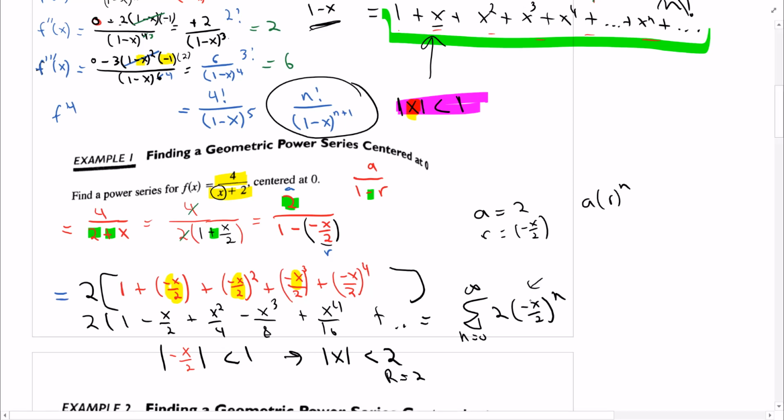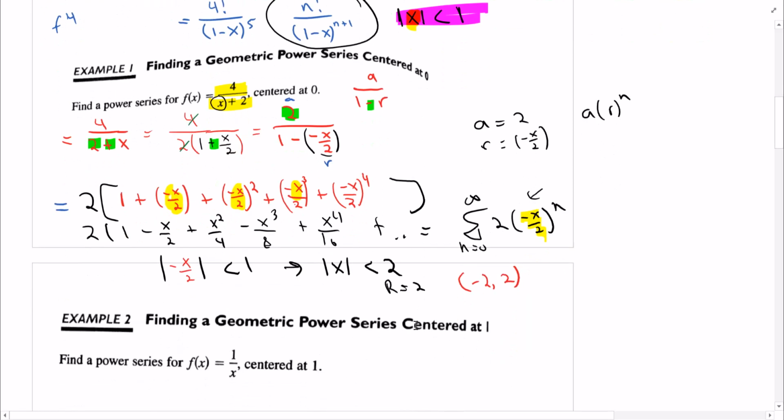Either way, I'm going to get a number greater than 1 here. The endpoints don't converge because they're the ones that give me a 1 on the inside of this. If I plug in negative 2 and 2 there, I'll get either negative 1 or positive 1. Either way, that makes r, the r in the geometric series, greater than or equal to 1, and so it diverges. So the interval of convergence would be negative 2 to 2, not including the endpoints, because the endpoints make the series diverge.